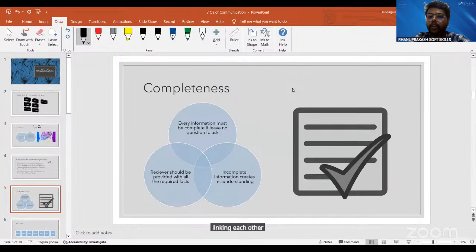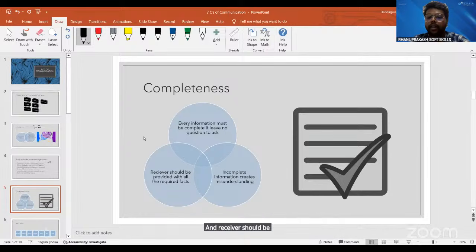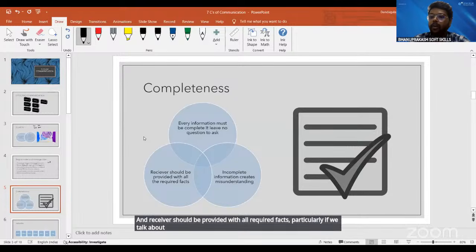Then only you have the scope of giving a complete message, as that should not leave any question to ask, like they should not re-question on that. And the receiver should be provided with all required facts, particularly in an interview, whatever he is expecting from that question, you need to mention everything without leaving anything out. Incomplete information creates a misunderstanding, of course.